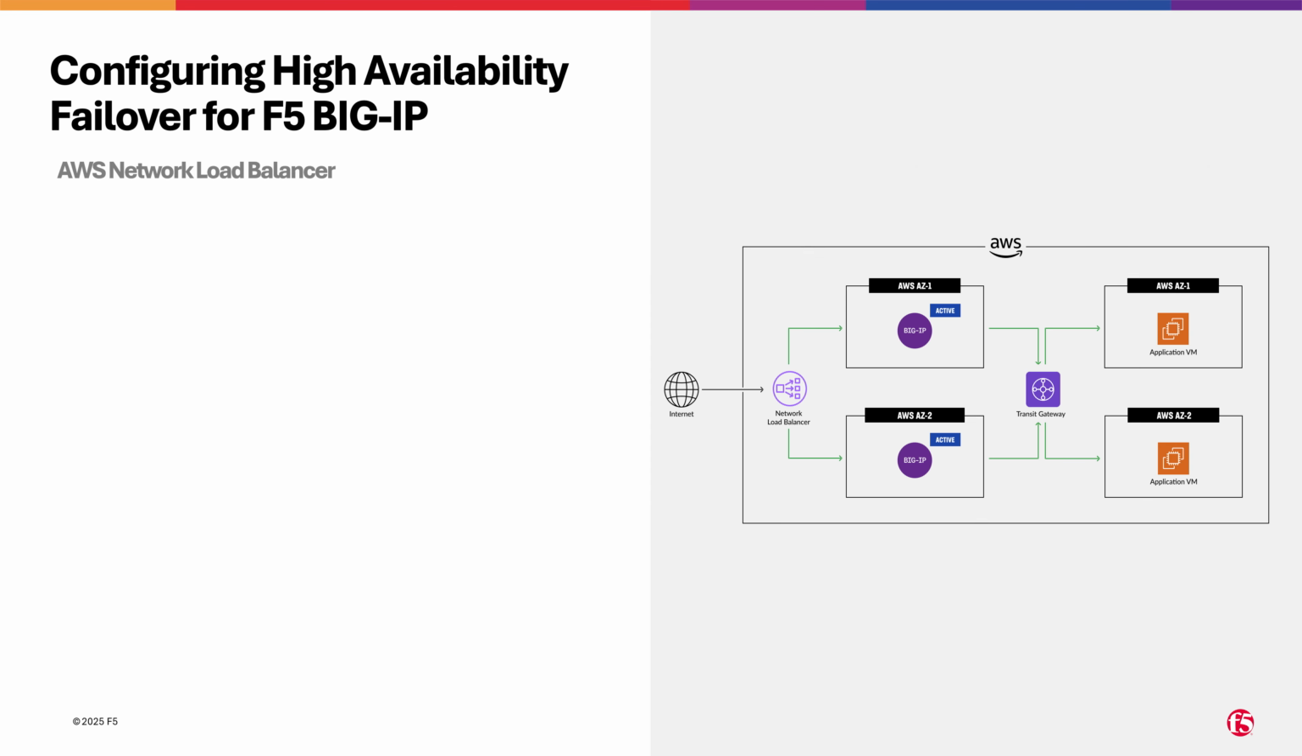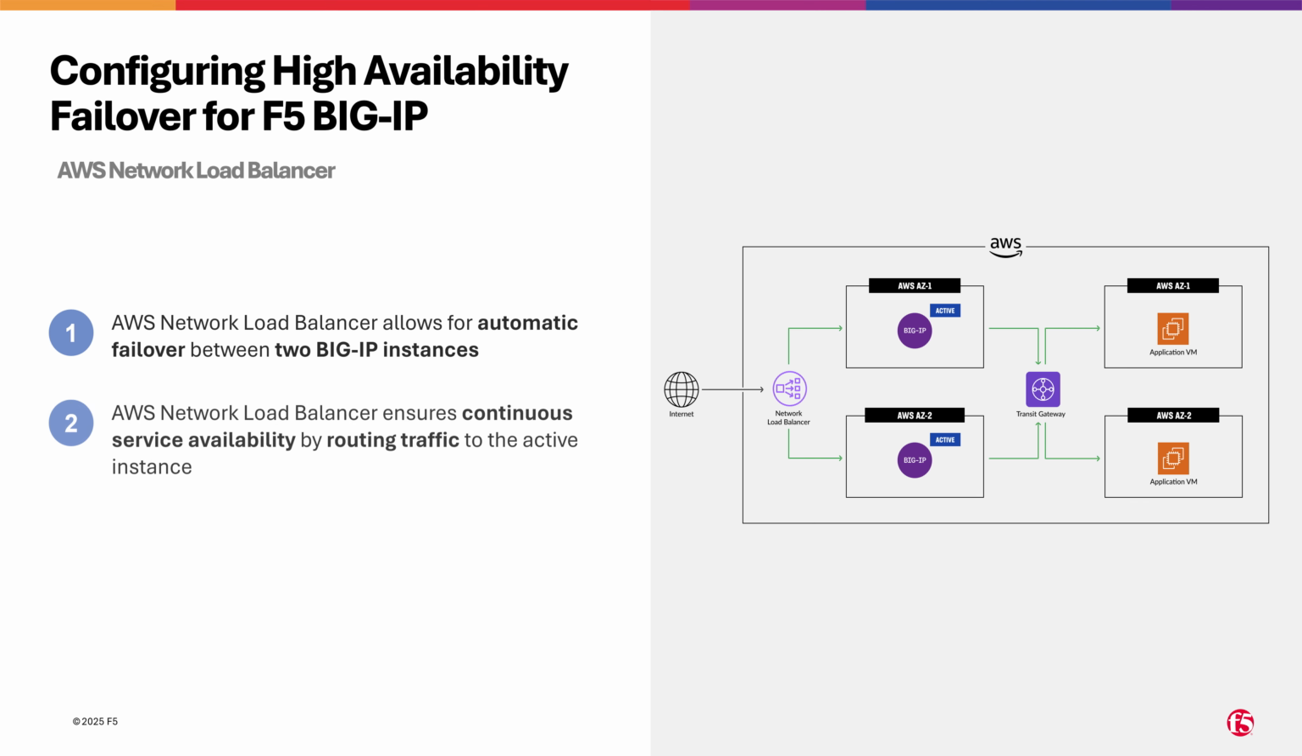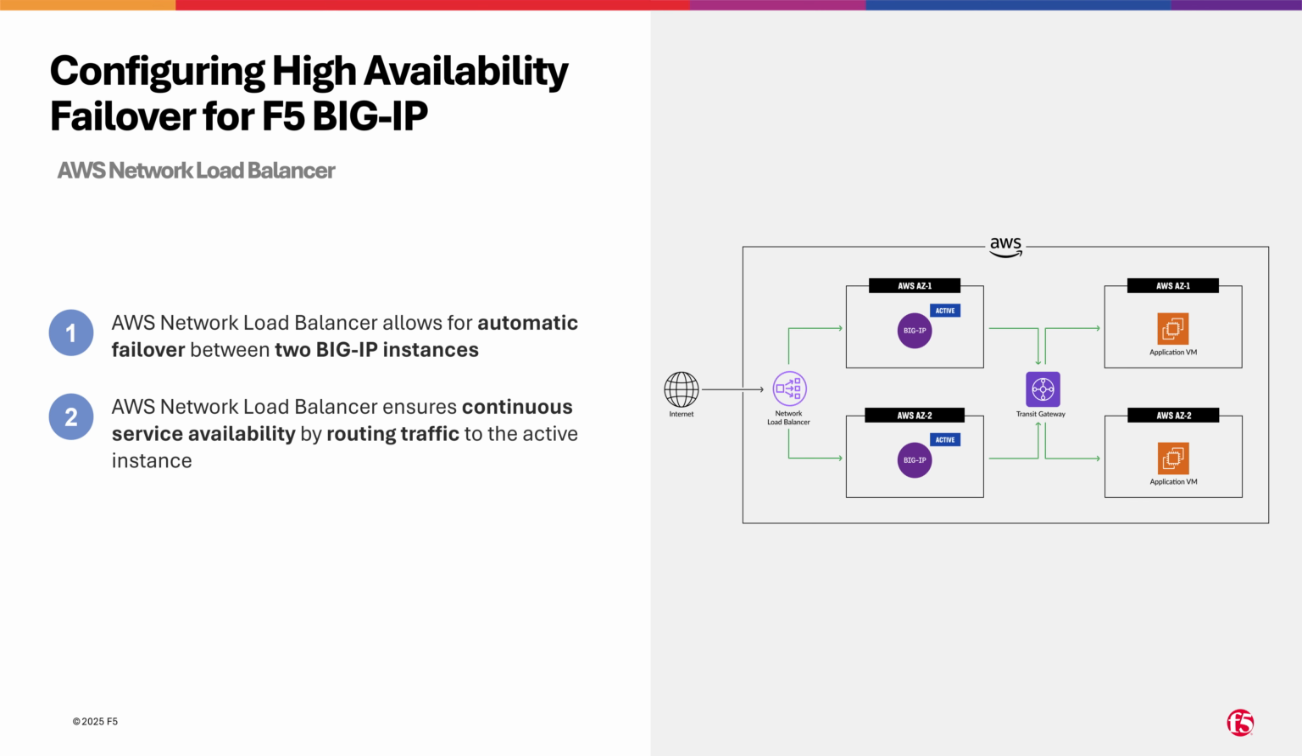The second method for managing failover is to use AWS Network Load Balancer with F5 BIG-IP. This setup allows for automatic failover between two BIG-IP instances, ensuring continuous service availability by routing traffic to the active instance using AWS NLB.